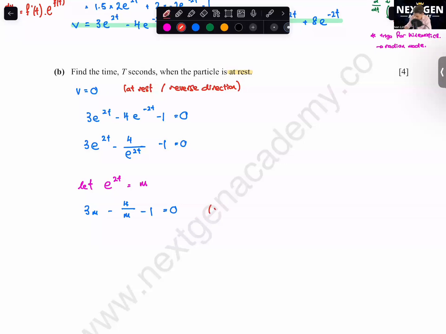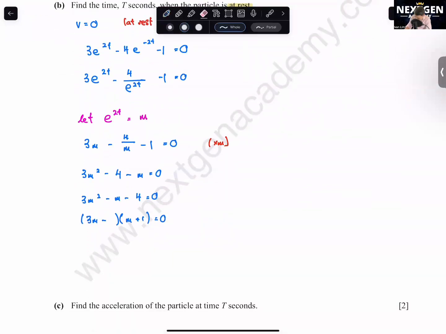Then what we're going to do, multiply this by m. 3m squared minus 4 minus m equals to 0. 3m squared minus m minus 4 equals to 0. Where we'll get 3m minus 4, m plus 1 equals to 0. So you can go and find that m equals to 4 over 3, m equals to negative 1. Now, we have solved this quadratic equation already. Change it back to power e to the power of 2t.